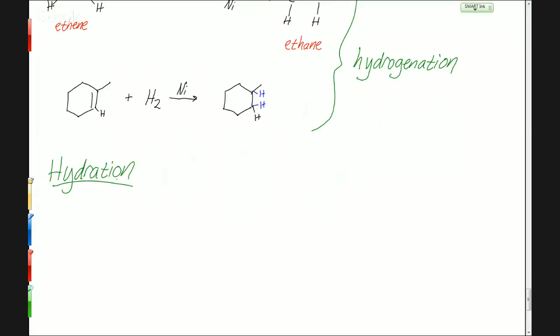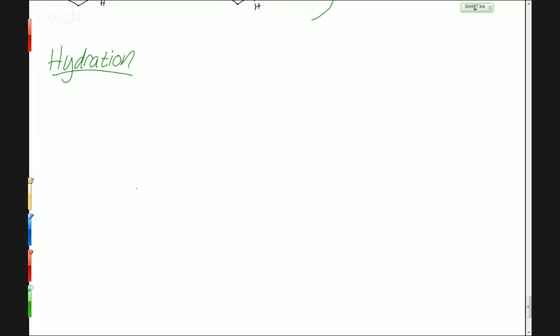hydration. What do you think hydration is adding? It's another addition reaction. Yeah, we're adding water. So we'll start with ethene again. And this time we'll add water. And I'm going to draw water in kind of a weird way, and you'll see why when we get to the end of the reaction. But you can think of water as HOH. I mean, we know it's H2O, but we could write it like that. And you'll see why we do that.